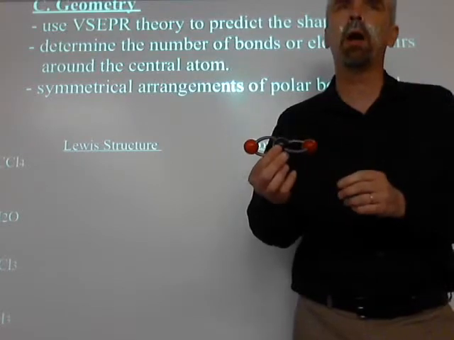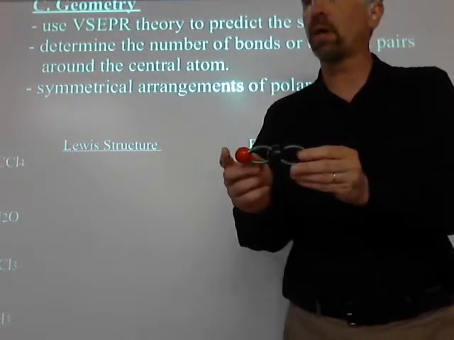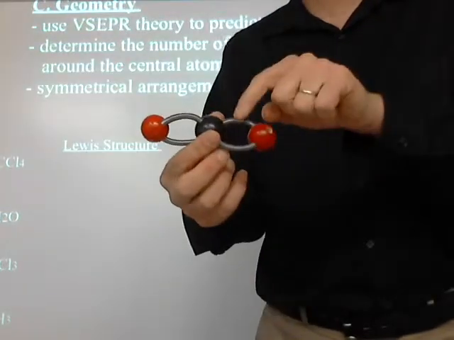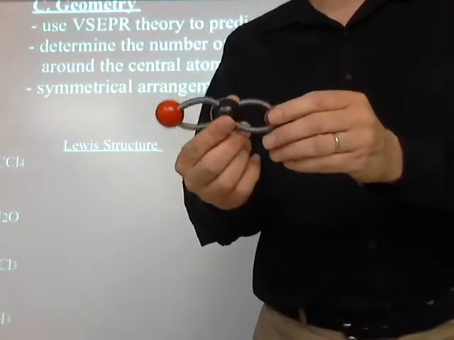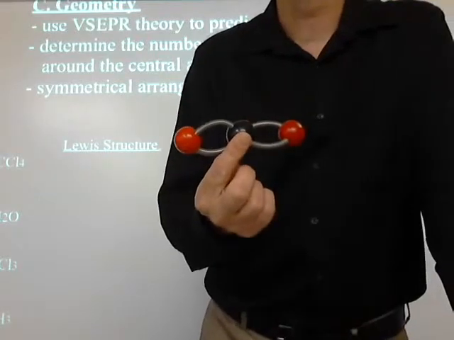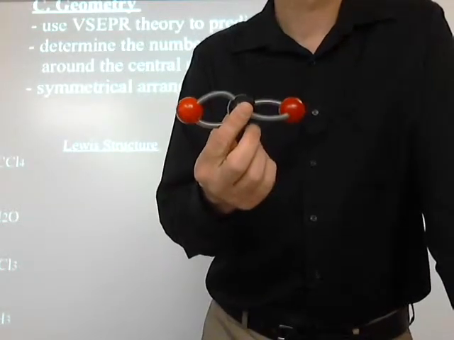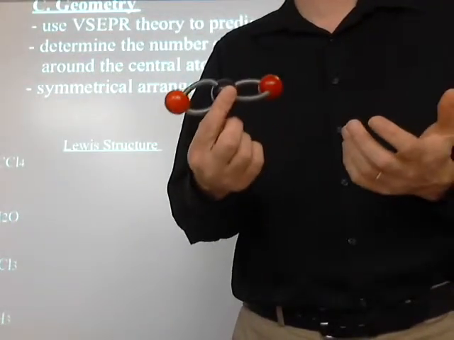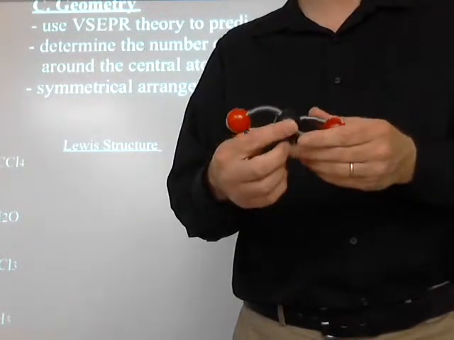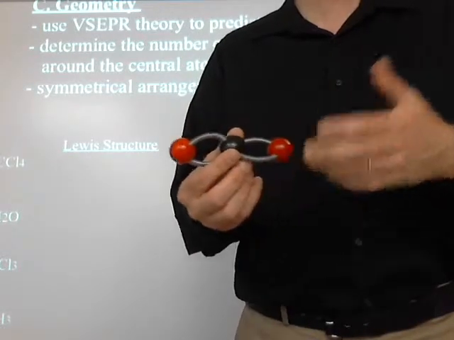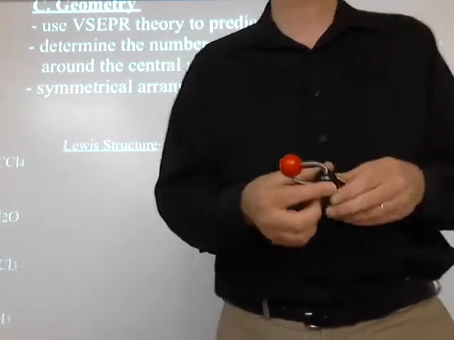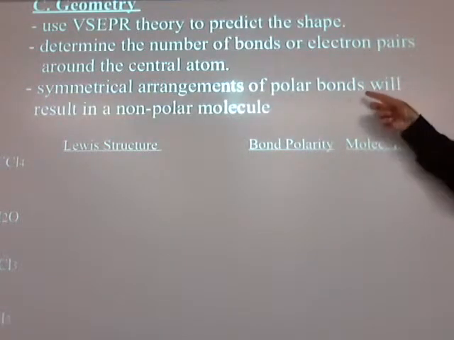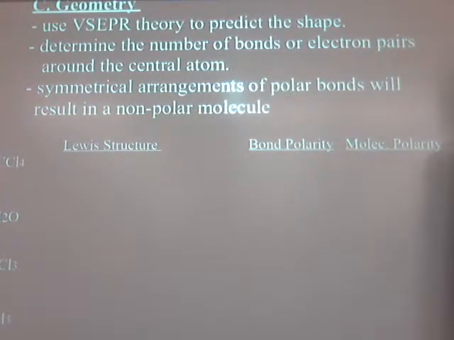If I've got polar bonds, and this oxygen right here is pulling that way, and this oxygen right here is pulling this way, and you can see that they're all linear, what's going to happen? Even though that's a polar bond here and that's a polar bond there, what's the molecule going to be? Nonpolar. Just like a tug of war. Remember doing that back in the beginning of this year? That was a big concept to get across. If I have symmetrically arranged polar bonds, I'm going to get a nonpolar molecule from that.